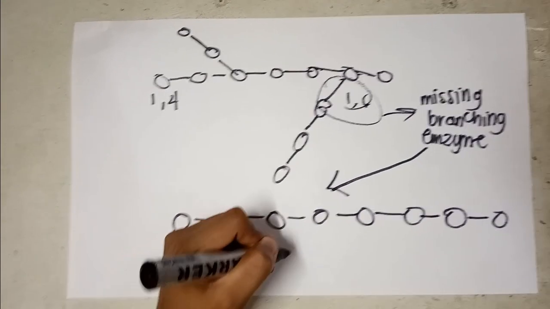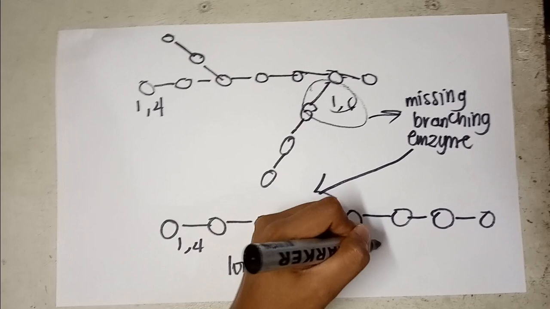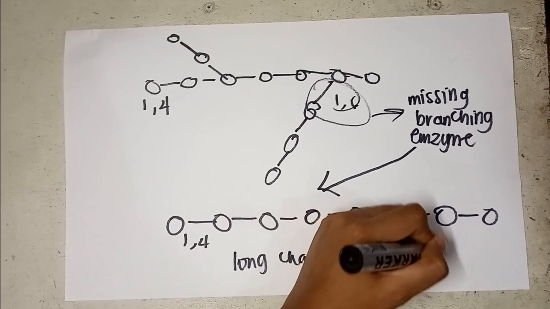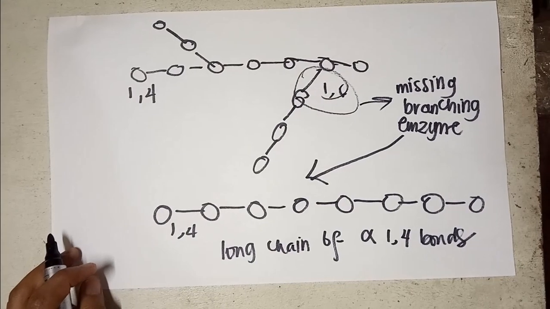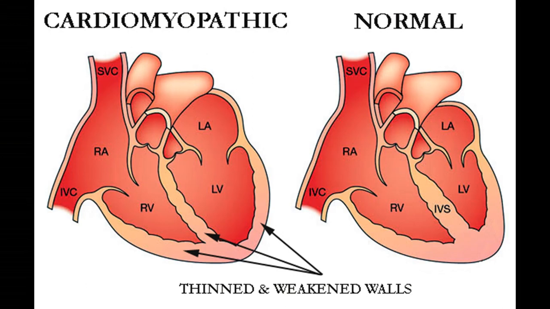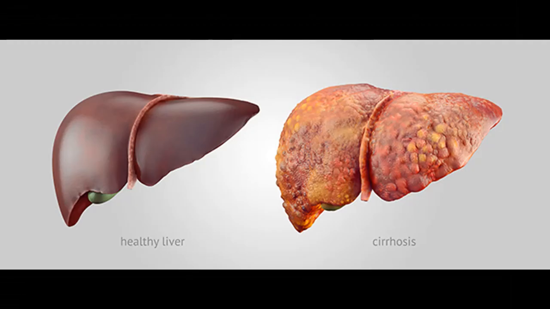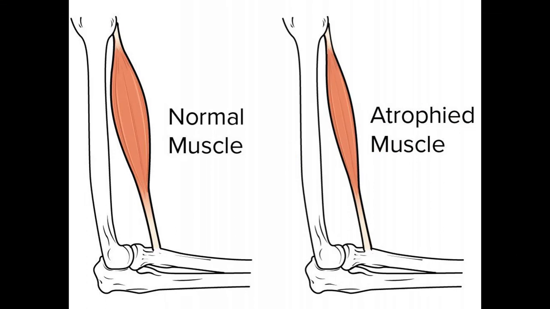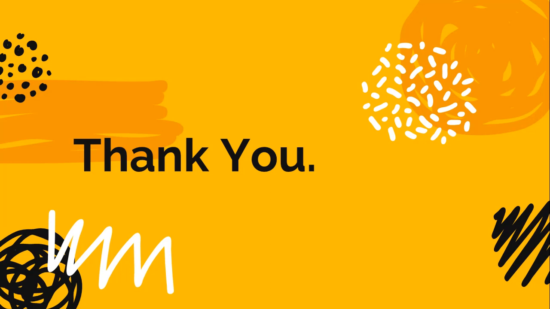Supposedly, the branching is meant to make glycogen non-toxic in your body. So, without it, many alpha 1,4 glycosidic bonds pile up, which can cause toxicity in your body. Thank you for watching and listening to my report.